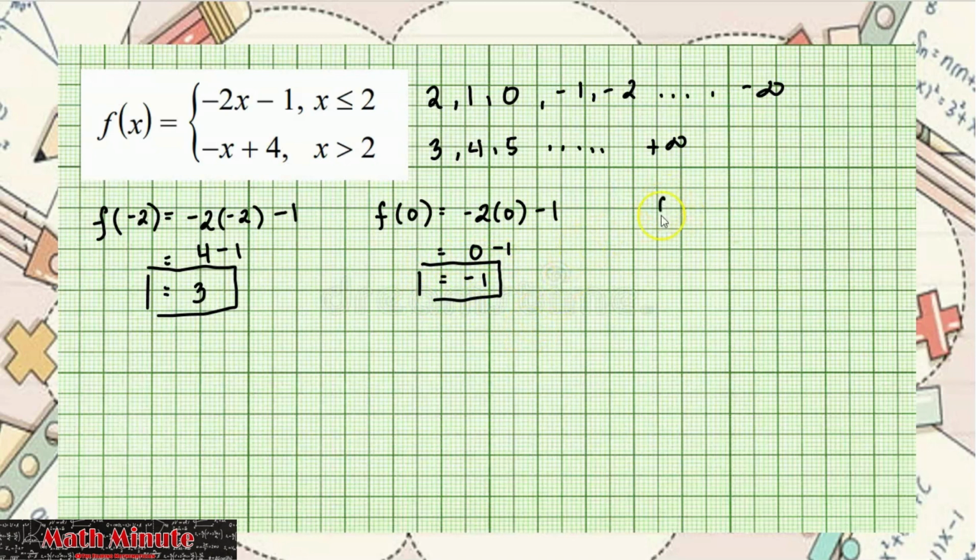What if we have f of positive 6? We know that positive 6 is greater than 2, so we will use negative x plus 4 as the definition here. We will substitute positive 6 for the value of x. This would be negative 6 plus 4, and that equals negative 2. So f of 6 is equal to negative 2. Let me give you another example.